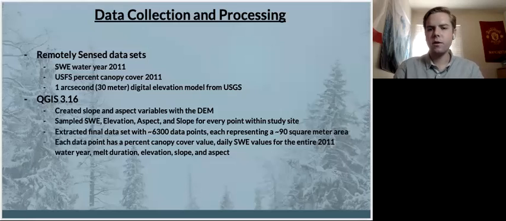I used a snow water equivalent data set, a percent canopy cover data set from the Forest Service, and a digital elevation model from the US Geological Survey. I used a program called QGIS and uploaded these data sets to it and created the slope and aspect variables using the digital elevation model. Then I sampled every pixel, which has about a 90-meter resolution, to get a complete data set where each data point has a percent canopy cover value, elevation, slope, aspect, and daily snow water equivalent values.